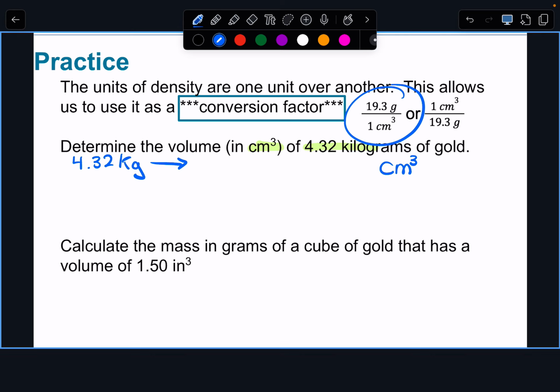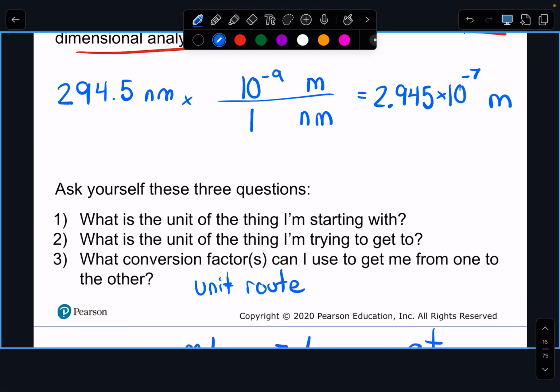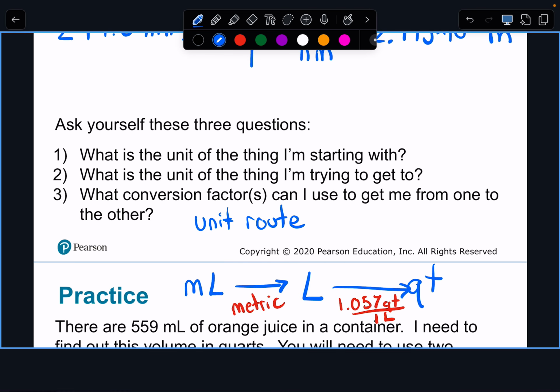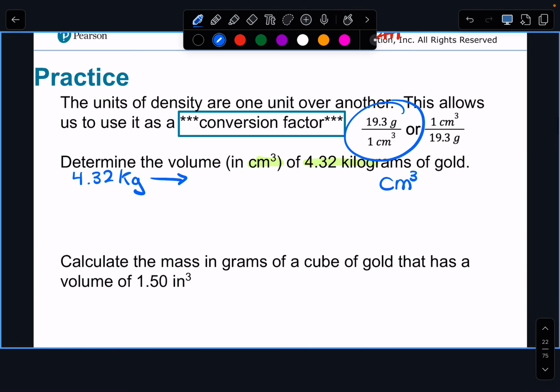So this is the process I want you going through every time. You figure out what's the number and unit I'm starting with, what's the unit I'm trying to get to, and what conversion factors can I use to get me from one to the other? These questions are laid out right here. So I guess we did do unit routes. We used this example here, milliliters to liters, then liters to quarts. In this one, we're going to go kilograms to grams, and then grams to centimeters cubed.